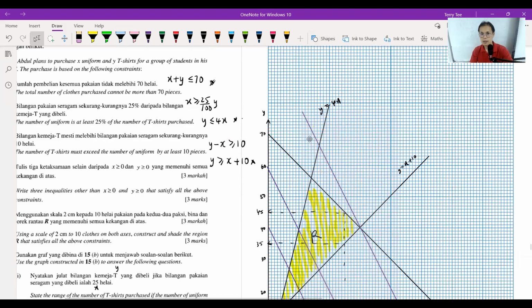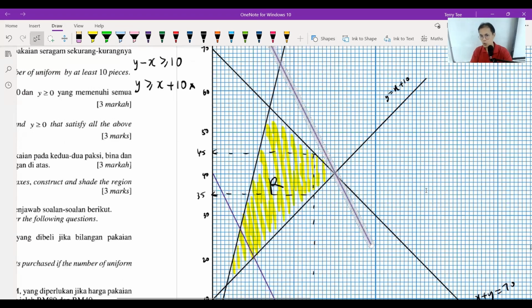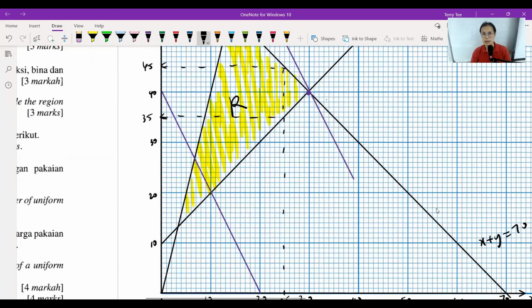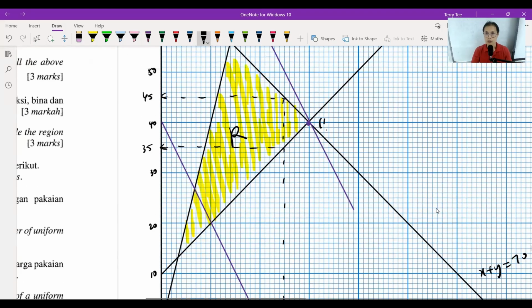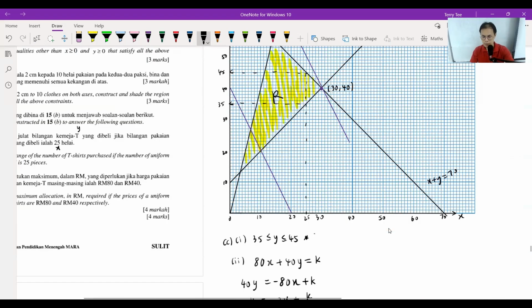You know, the maximum is here. It's not the first one. It's not the highest one. It's the point that is most right here. Okay. So you don't need to draw accurately. You just want to identify the coordinate. You want to tentukan or determine the coordinate here. Your coordinate here is 30, 40. So at the point where you make 30 pakaian seragam and 40 uniform t-shirts, then you will have a maximum allocation. So your maximum is at 30, 40.